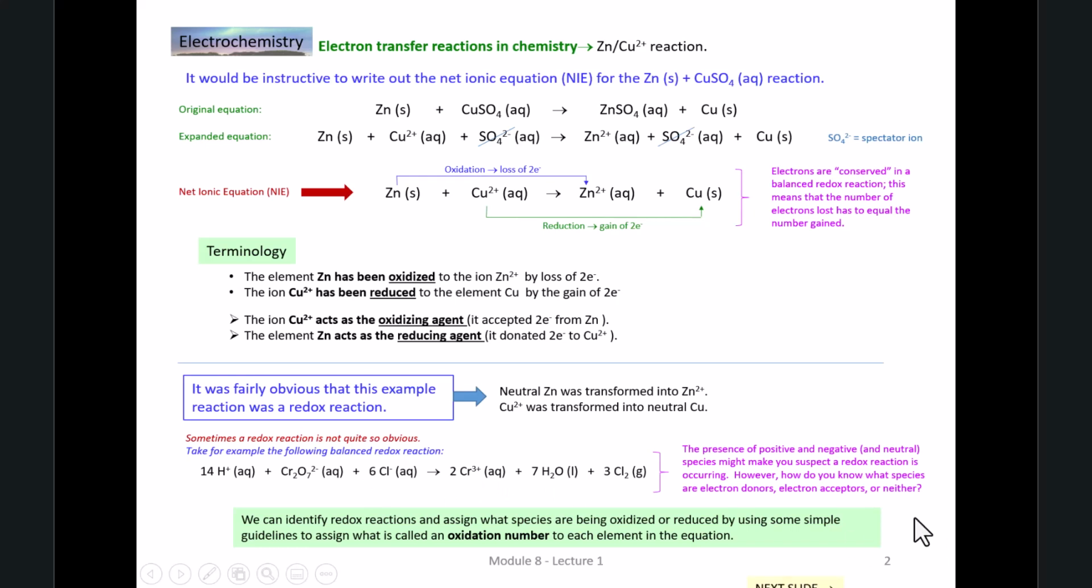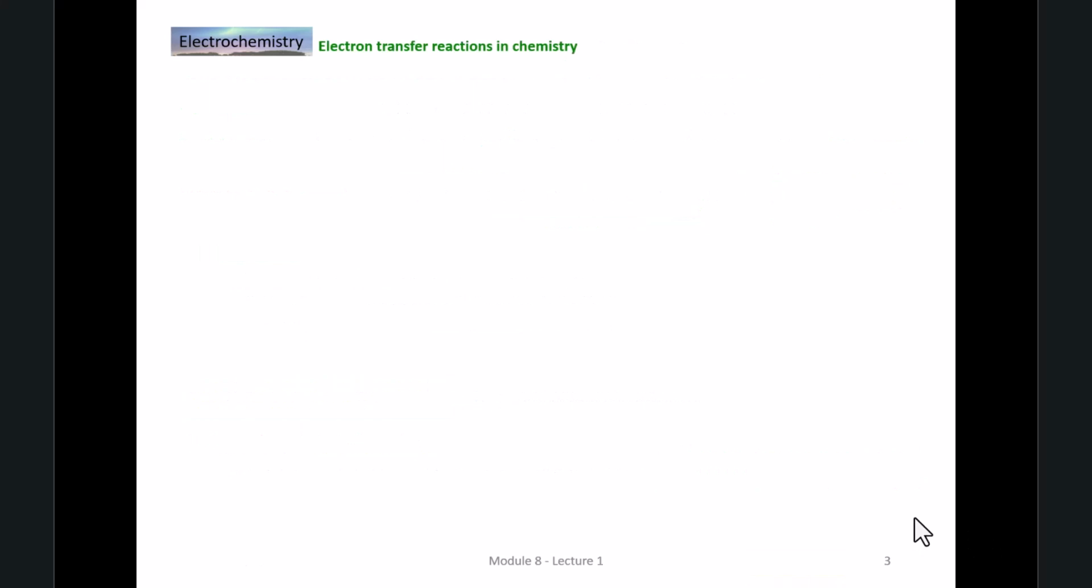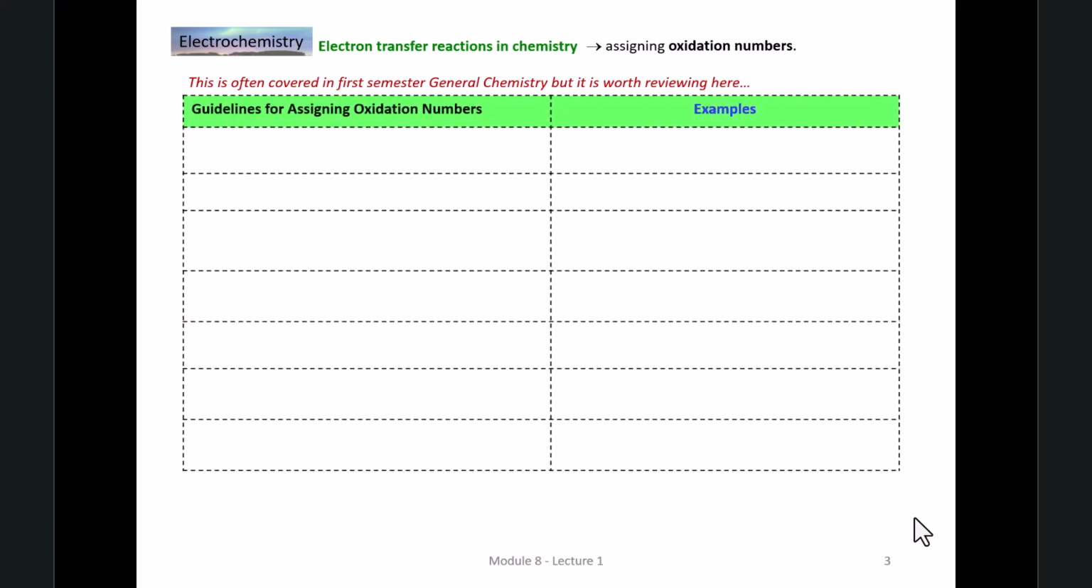Well, we probably need to review the assignment of oxidation numbers. Many times this is covered in first semester general chemistry, but it warrants a review here. If you've never seen this before, well, the time is now to look at how we do this. I'm just putting up this table here, and you can see that this is going to become tiresome working through these rules. The only way to do it is to just do it. So let's get going. On the left, we have the guidelines, and on the right, we'll do some examples.